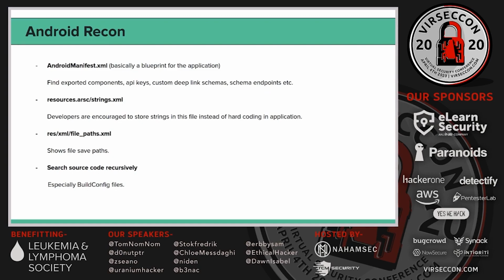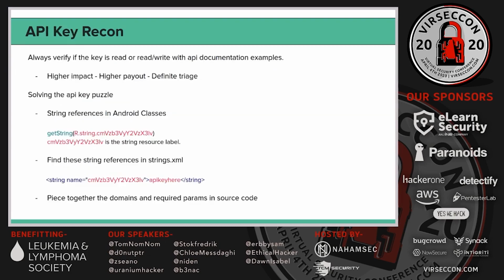And lastly, always search source code recursively, and don't just check the common areas. For example, in my last finding, in a build config file, there was a pretty awesome API key hidden there. Now I will go over API key recon after I show you my methodology in JADX.